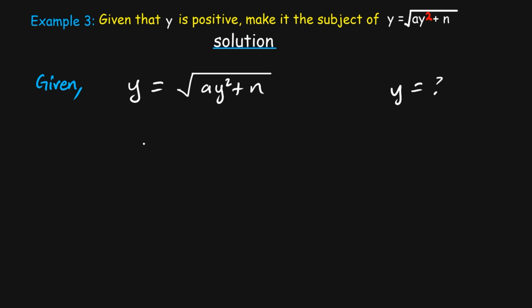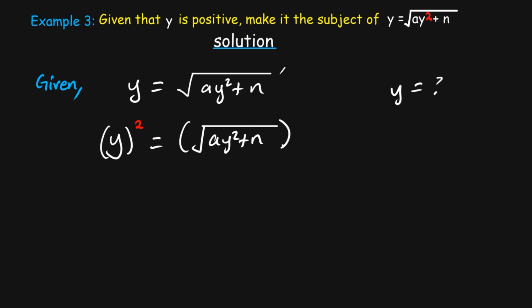So we have this. To simplify it, let's square both sides to get rid of this square root. So we have y squared equals square root of ay squared plus n, but squared. So this becomes y squared equals, the square root cancels with the square, so we remain with ay squared plus n.